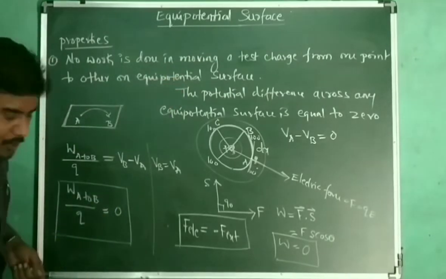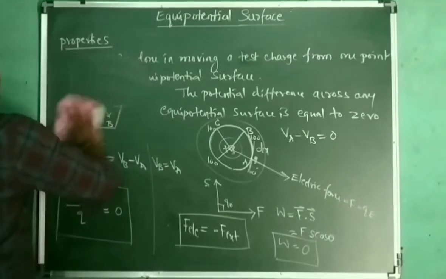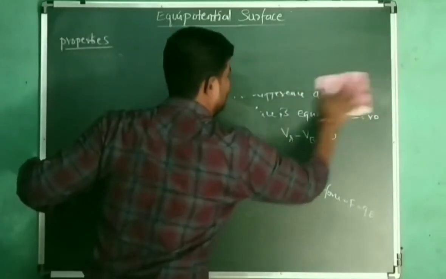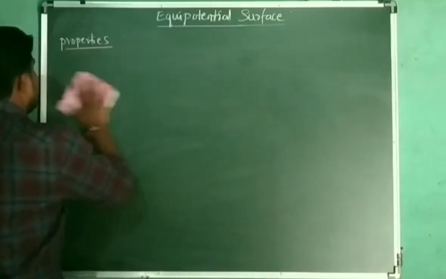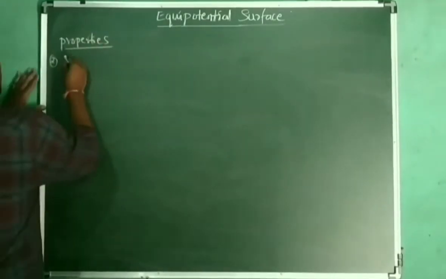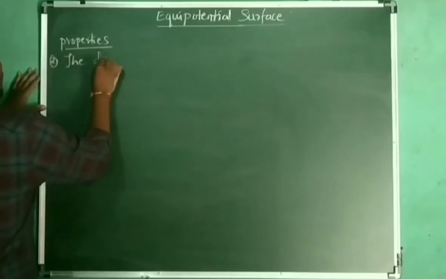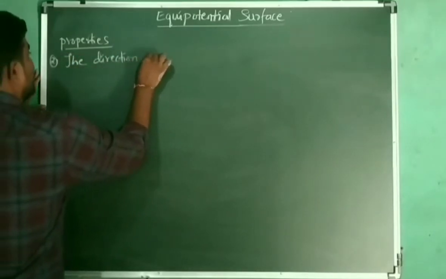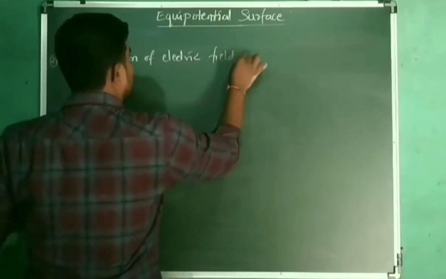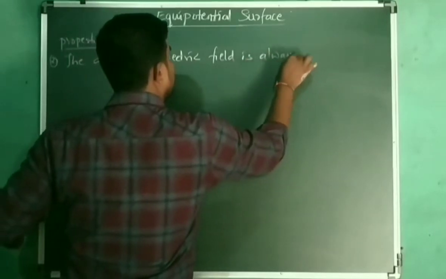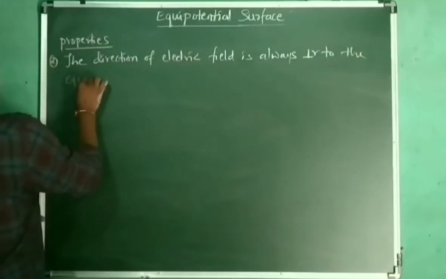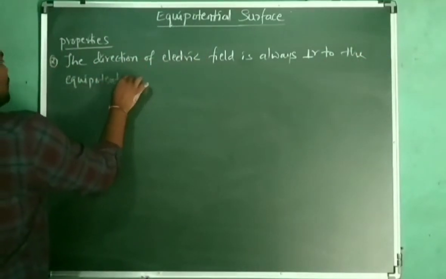Next, second property. The direction of the electric field is always perpendicular to the equipotential surface.